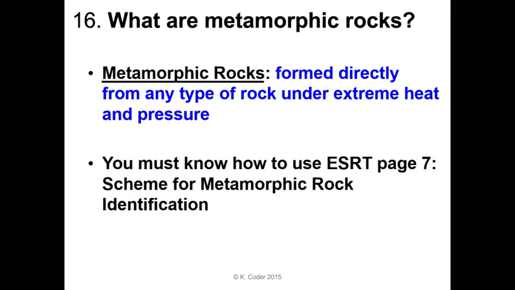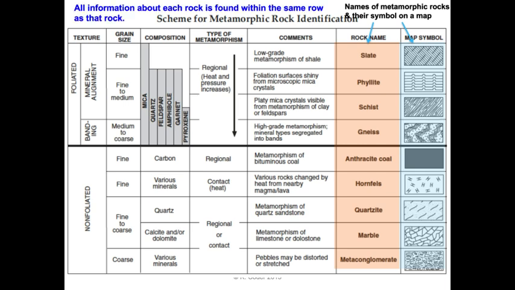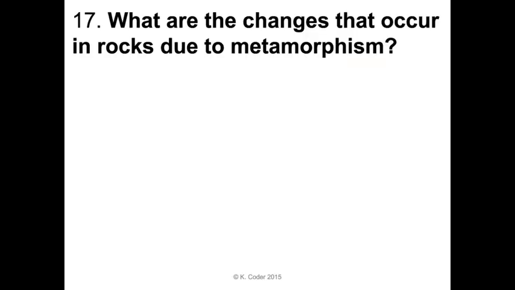And again, this is on page 7 of your Earth Science reference tables, the scheme for metamorphic rock identification. So at the bottom of page 7, this is the chart that you will see. All of the metamorphic rocks are on the right-hand side in bold. Okay, slate, phyllite, schist, gneiss, anthracite coal, hornfels, quartzite, marble, and metaconglomerate. And just like the sedimentary rock chart, there's map symbols that denote which is the rock. So all information about each rock is also found in the same row as that rock. So it reads the same way as a sedimentary rock chart does.